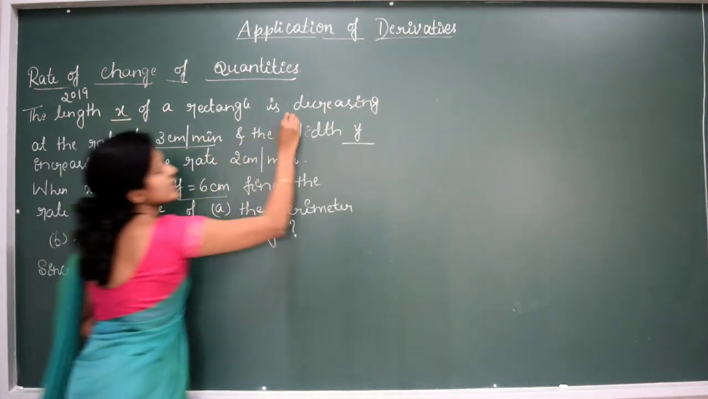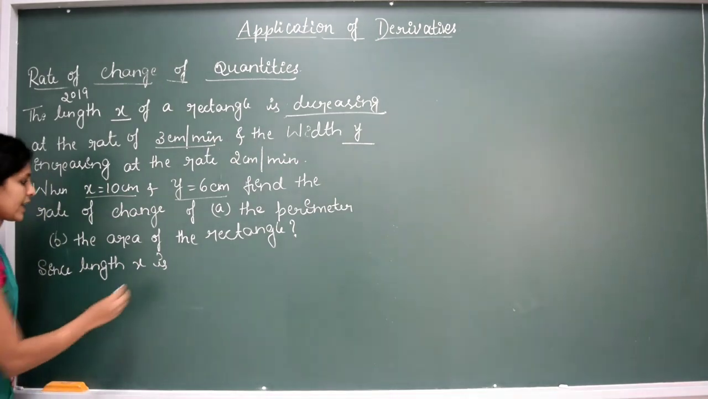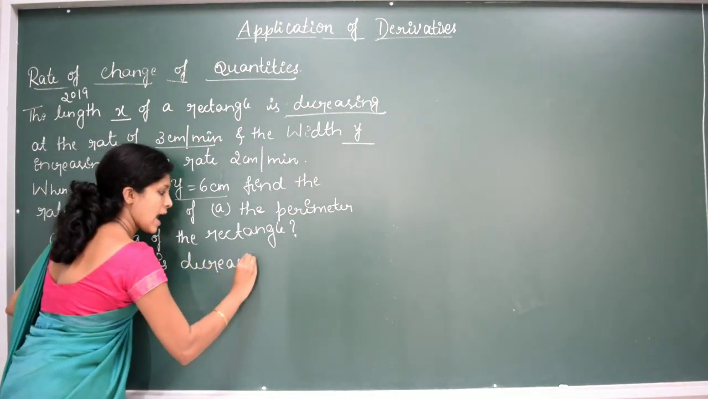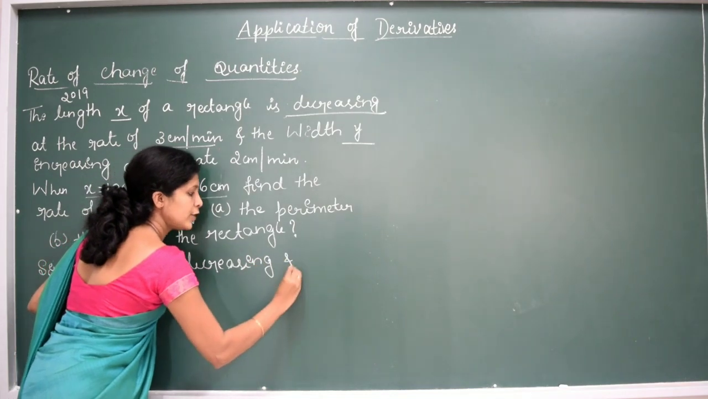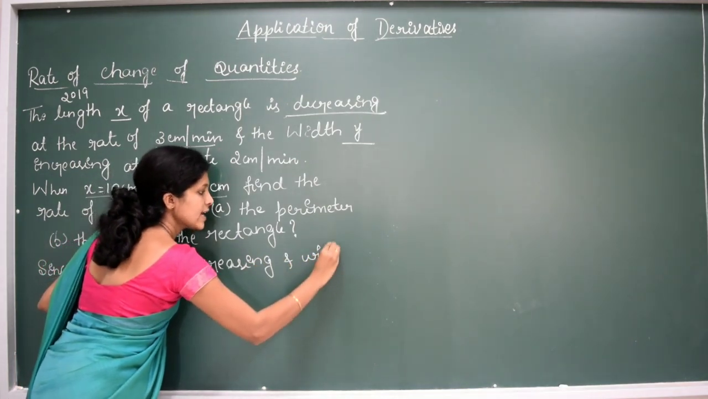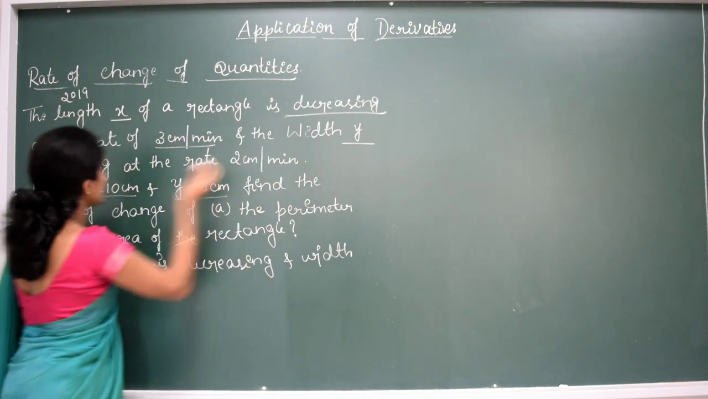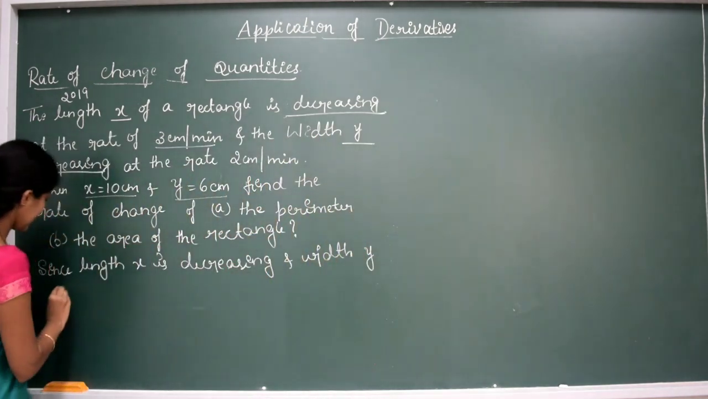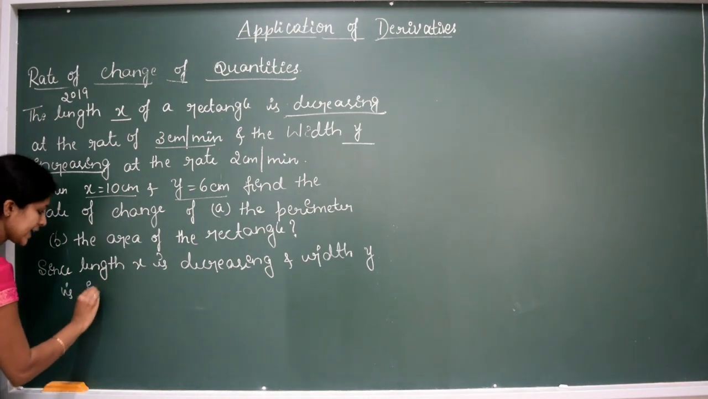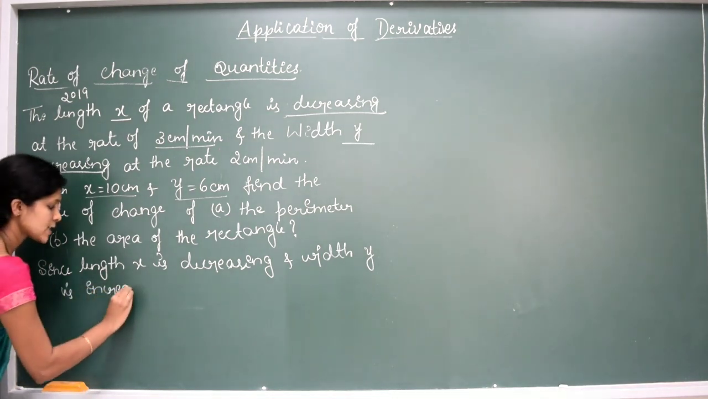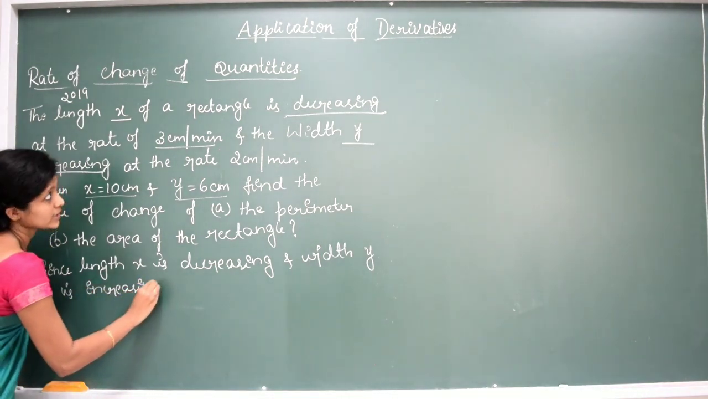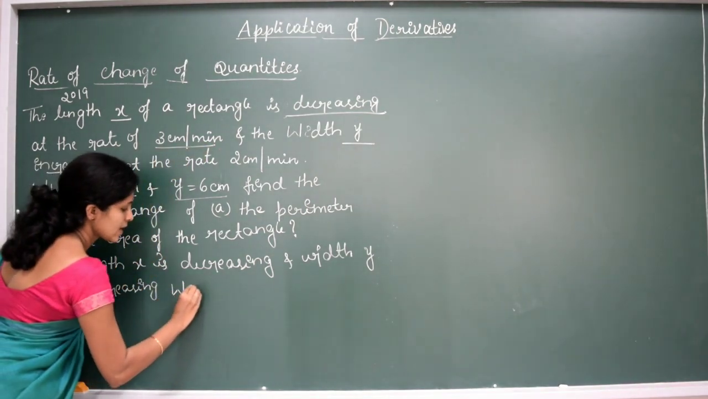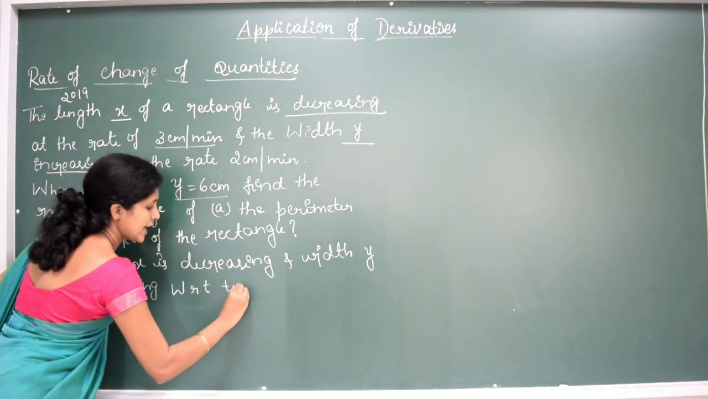So length x is decreasing. Since the length x is decreasing, and width y is increasing. Width y is increasing with respect to the time, because it is given by 3 centimeter per minute, right? With respect to the time, it is given.